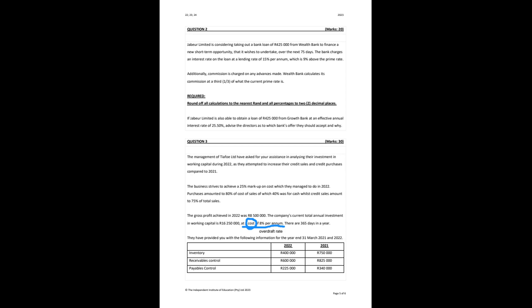Then question 4.1 says the required is part 1, calculate the operating cycle. So your theory says that the operating cycle is inventory days plus receivable days. They gave us the receivable days, so we had to calculate inventory days in order to be able to give the answer of the operating days.